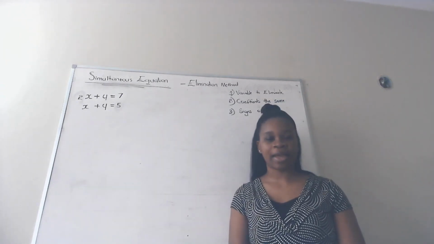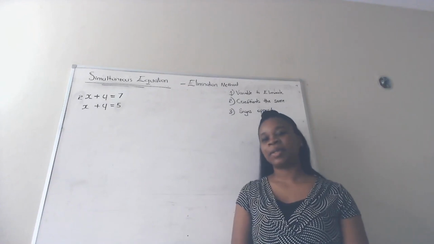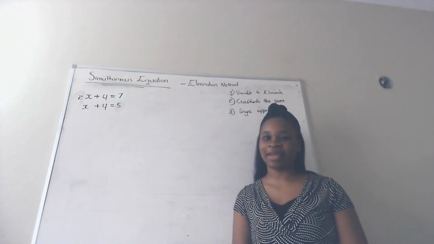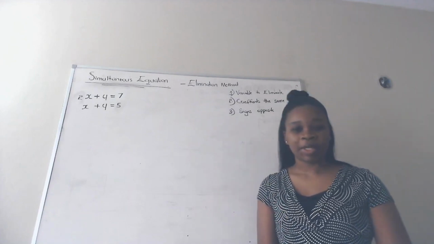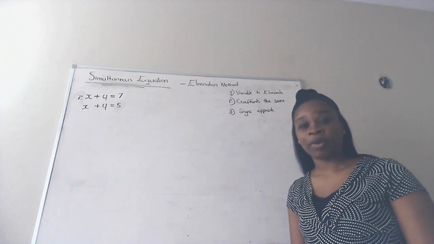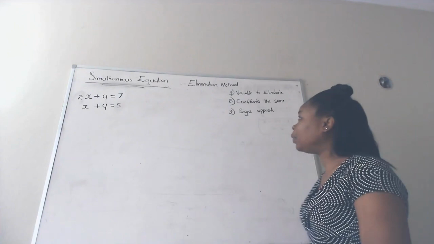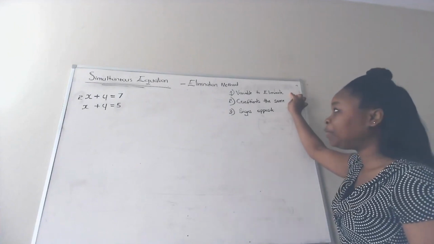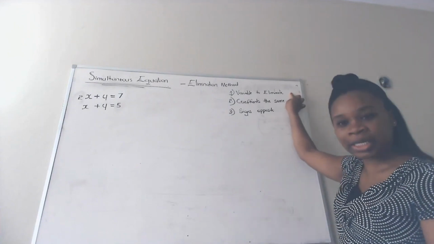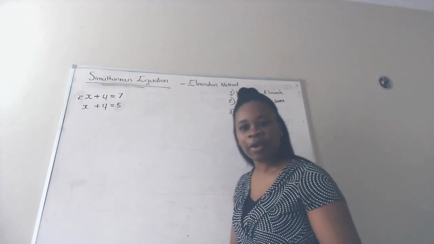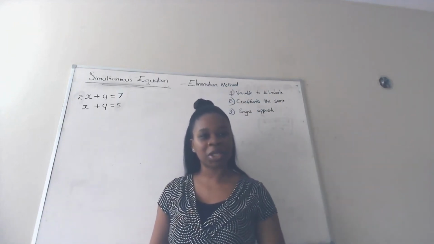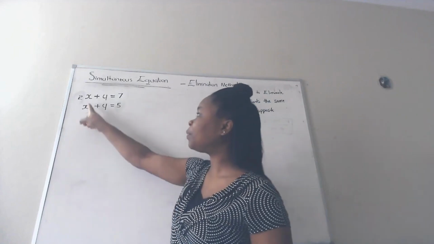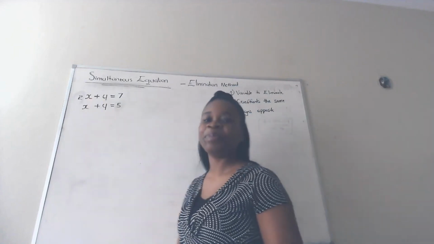Today we'll be looking at solving simultaneous equations using the elimination method. Whenever we use the elimination method, you must remember three easy steps. One, determine which variable you wish to eliminate. The variables are the letters or the unknowns in the equation. So the variables are x and y.